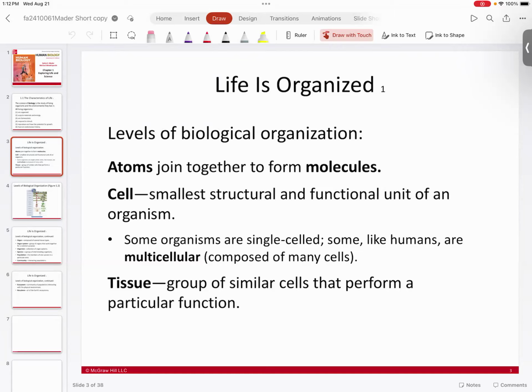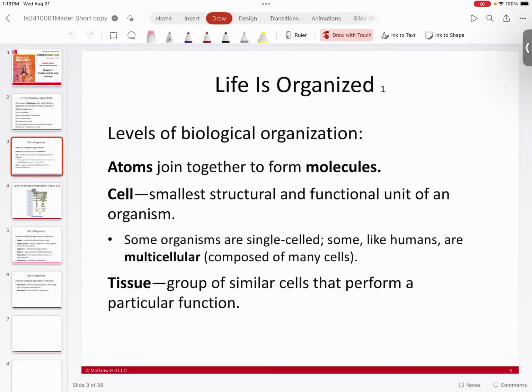Now, when we take a look at the organization of life, we're taking a look at this a little bit more specifically here in just a second. But we have levels of biological organization. So we have ways to organize this. And the very, very bottom of all of this, of all living things, is basically organizing our building blocks. So what we're actually made out of.